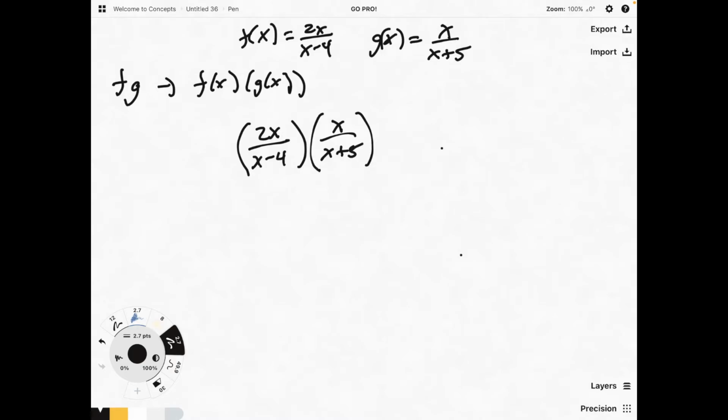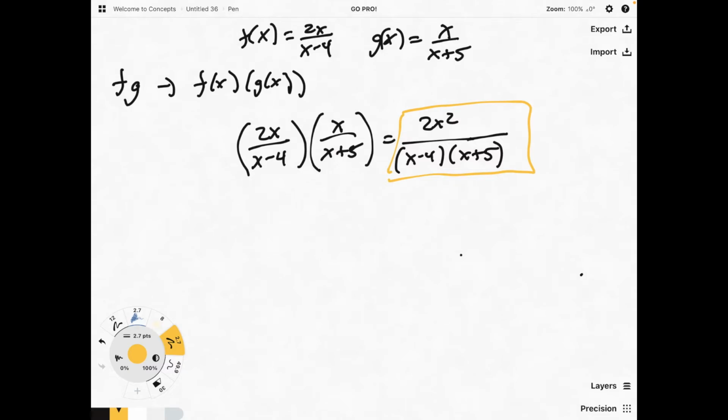All right, from there, all we do is multiply across the top. That's going to give us 2x squared over x minus 4 and x plus 5. And that's our answer. Very, very simple.